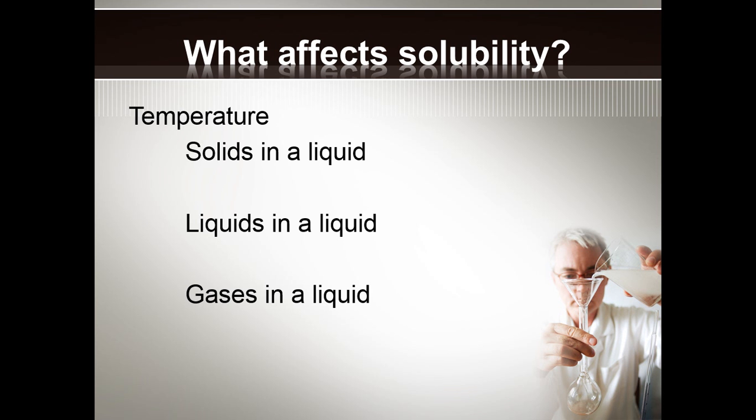The reason this happens is that in the solvent, as the temperature increases, those molecules get further apart. A gas wants to expand to fill up as much area as it possibly can. So if those molecules expand out, the solvent can no longer trap the gas molecules. The gas molecules are lighter than the solvent, and they rise to the top and escape. So for gases in a liquid, as the temperature increases, solubility decreases. As temperature decreases, solubility increases. So it's inversely related to the temperature.